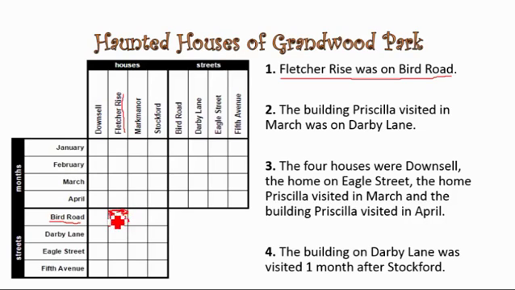Now what's cool about when we're able to fill in something like that, we know that Fletcher Rise is on Bird Road, so it's not on any other road. So we can put red X's, or whatever ink you're using, on the rest of the roads for Fletcher Rise. We also know that no other house is on Bird Road. So the other three houses, Downsell, Mark Manor, and Stockford, neither of them could be on Bird Road because only one house is on Bird Road, and that's Fletcher Rise.